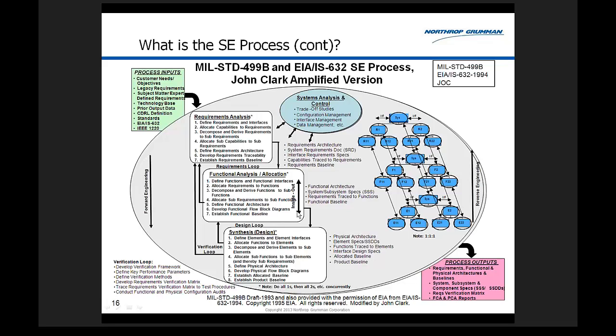Functional analysis and allocation is what I call the inside out. Focus on the behavior of the system first, okay, and then define the requirements and design second, concurrently. A little different than what you're used to. Now, system analysis control. Now, the outputs here are these things: requirements architecture.